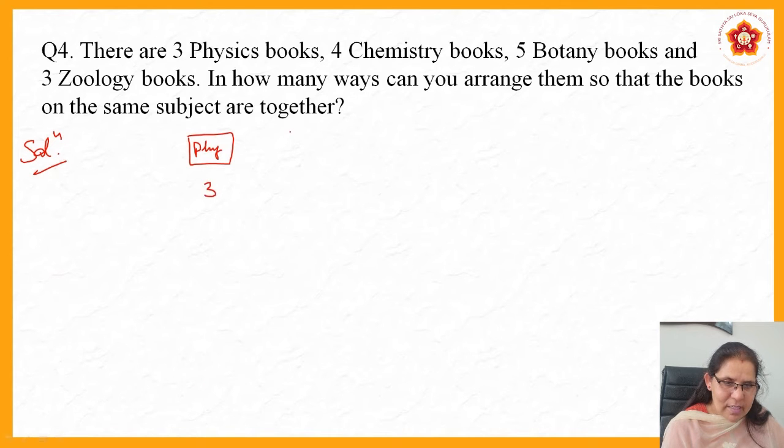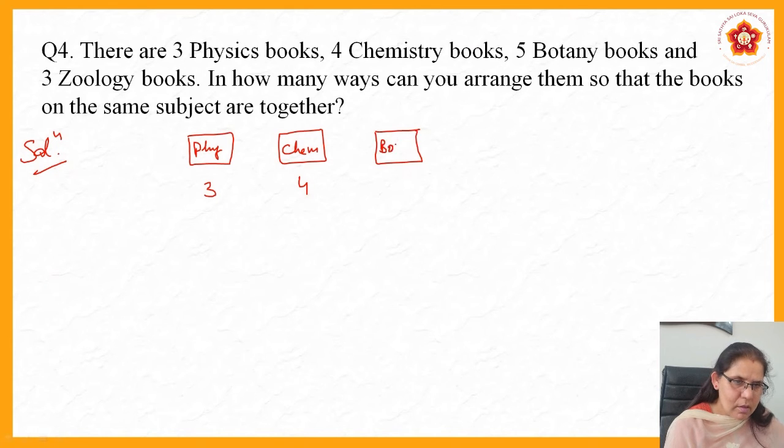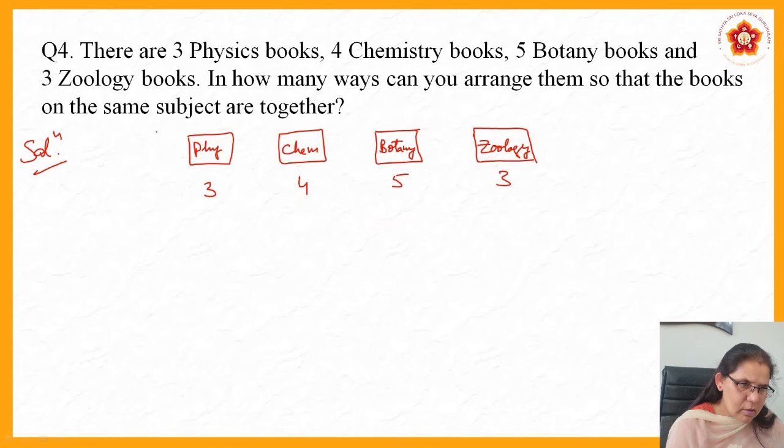You have physics, 3 books. You have chemistry, 4 books. You have botany, 5 books. And you have zoology, 3 books.